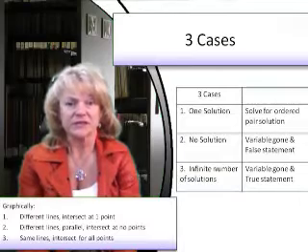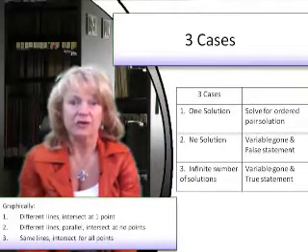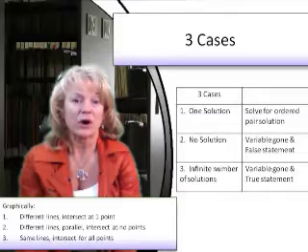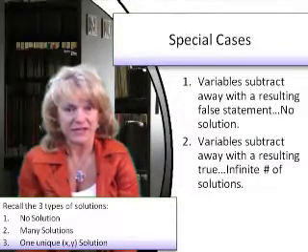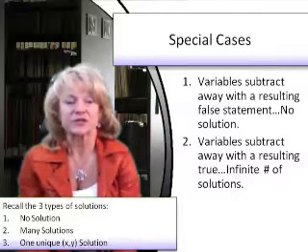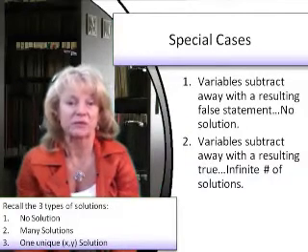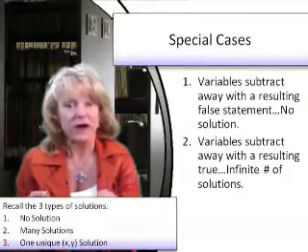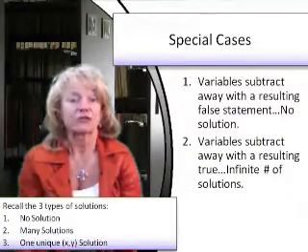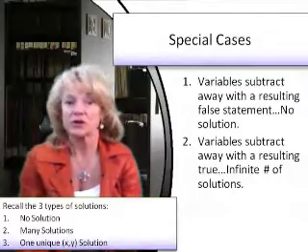This slide summarizes the three cases that we can have. The right column of the table displays what we will see when we solve algebraically. And this last slide restates the two special cases, the cases where variables drop out. Remember, when that happens, you have a special case. If the resulting statement is false, no solution; true, infinitely many.